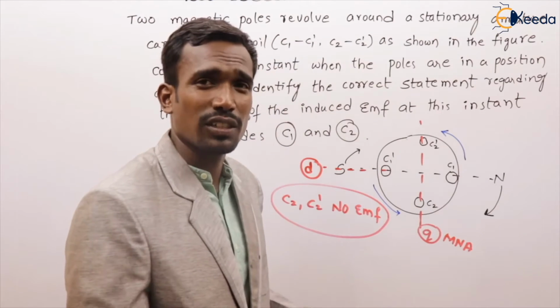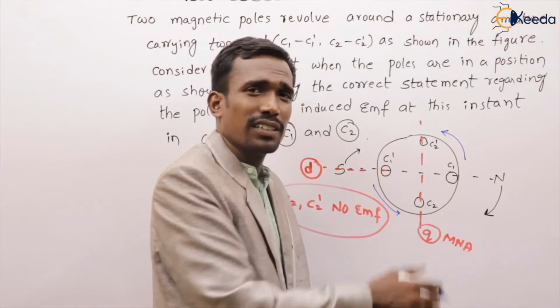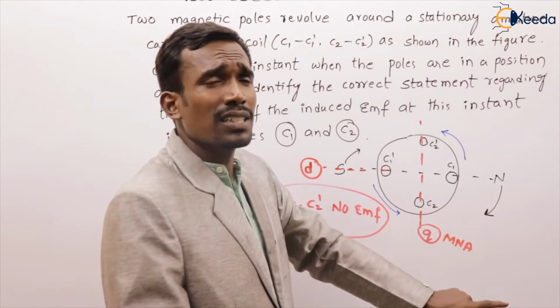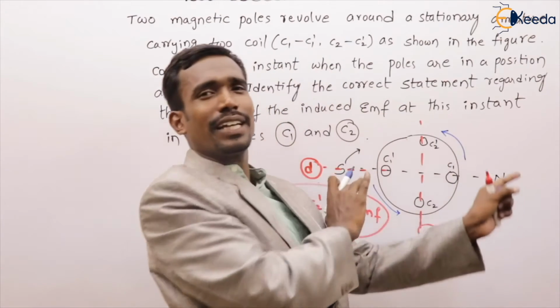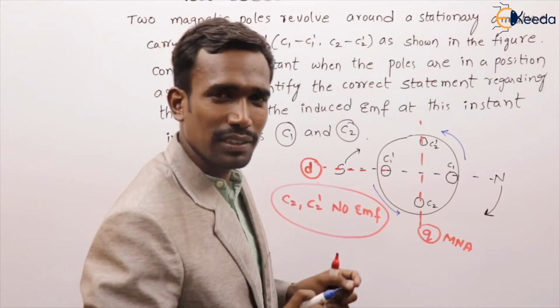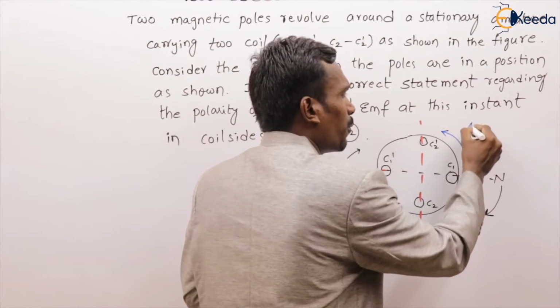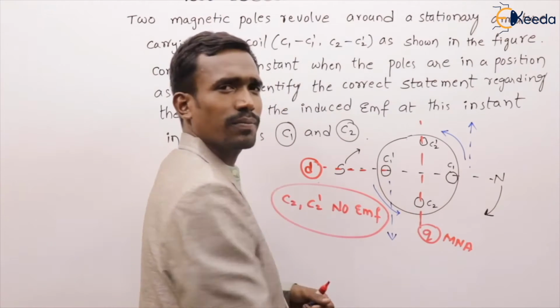This is our assumption. In theory, you can find it. If the poles are rotating clockwise, it is as if the poles are stationary and the armature is rotating anti-clockwise. You have to remember this. Now tell me, here the conductor is in the upward direction, here the conductor is in the downward direction.